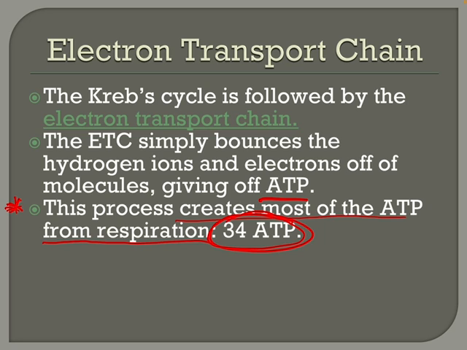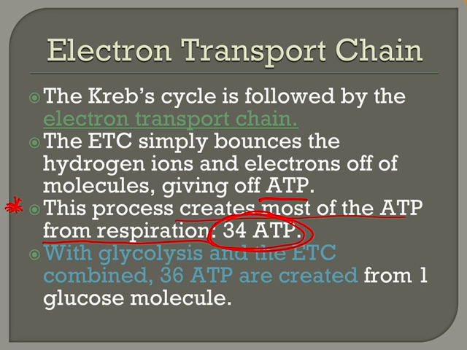So the ETC does the bulk of the job. It makes the most energy, 34 ATP. All right. Now, we are done with aerobic respiration. And to finish off, you just need to remember that with glycolysis and the ETC combined, 36 ATP molecules are created from that one single glucose.